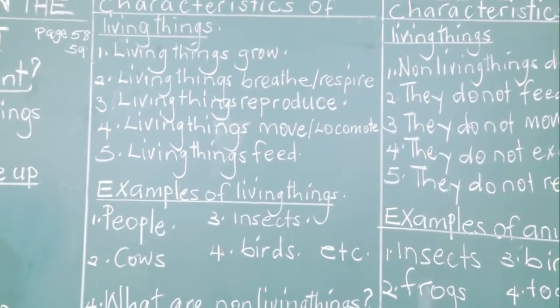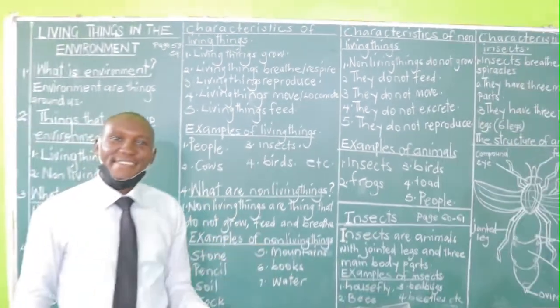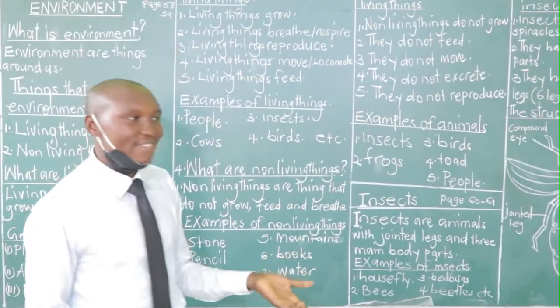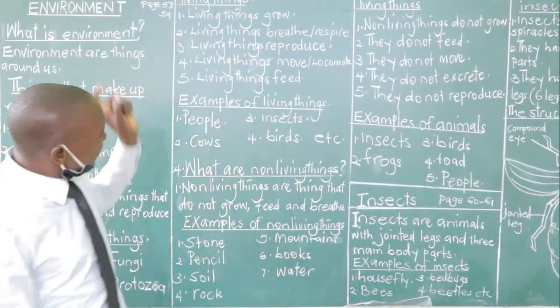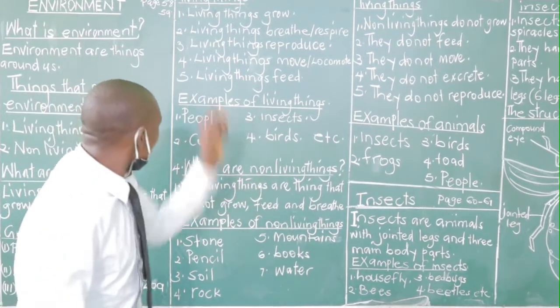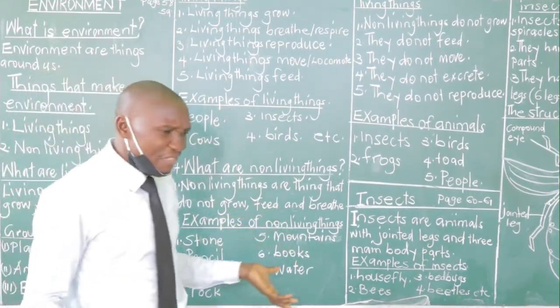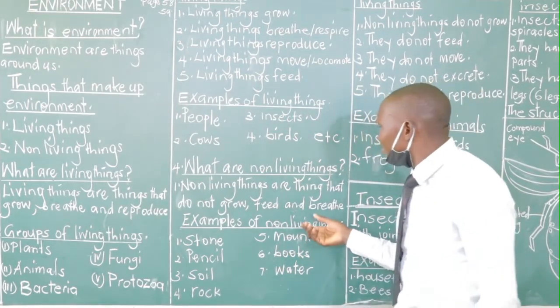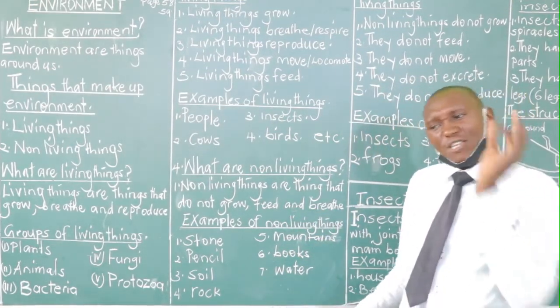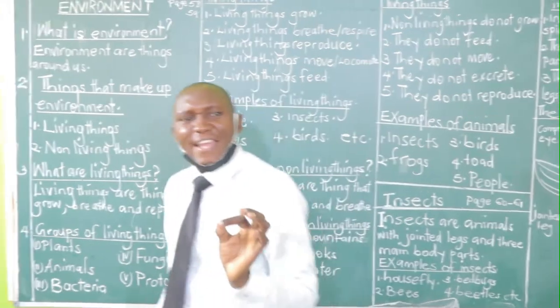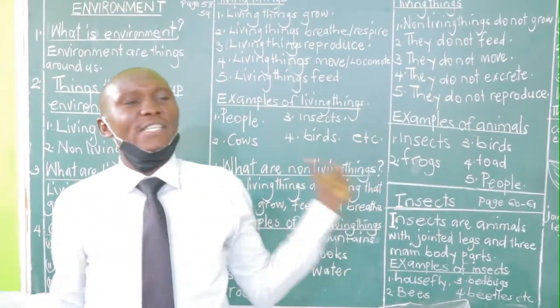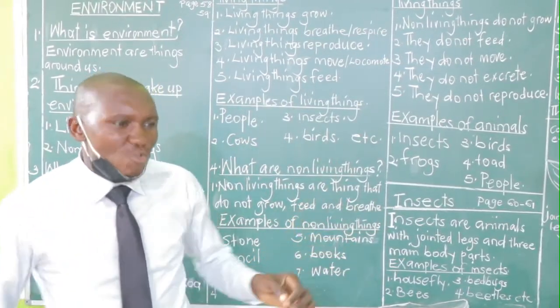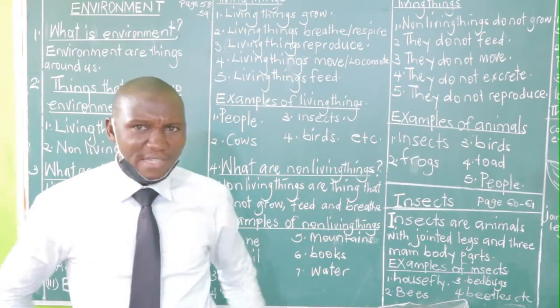Now, from there, we can go to non-living things. What are non-living things? Non-living things are things that do not grow, things that do not breathe, things that do not feed. There is not any one time the chair you are sitting on will ask you for food. Or will say, you are squeezing me, go away on my chair.